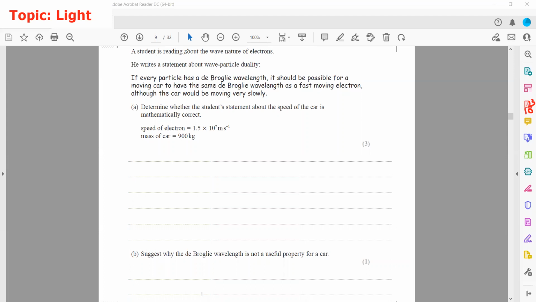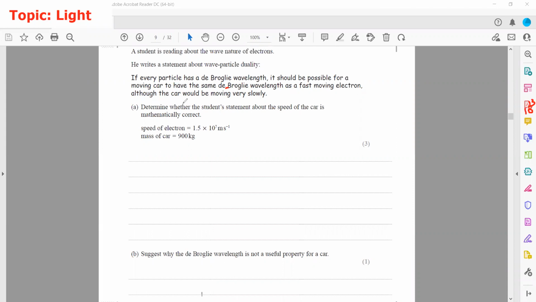So the student writes a statement about wave-particle duality. If every particle has a de Broglie wavelength, it should be possible for a moving car to have the same de Broglie wavelength as a fast moving electron, although the car would be moving very slow. Determine whether the student's statement about the car is mathematically correct.